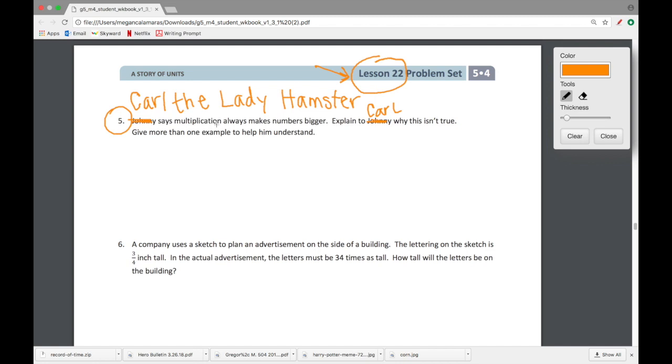Carl the lady hamster says multiplication always makes numbers bigger. Silly Carl. Explain to Carl why this isn't true. Give more than one example to help her understand. Okay, Carl. So I think what Carl's probably thinking about are examples like this. 3 times 2 equals 6. Carl, we can multiply 3 by other numbers than 2. So what happens when we multiply 3 times 1/2? Well, we get 3 over 2, which is equal to 1 and 1/2. So we went from 3 to 1 and 1/2.